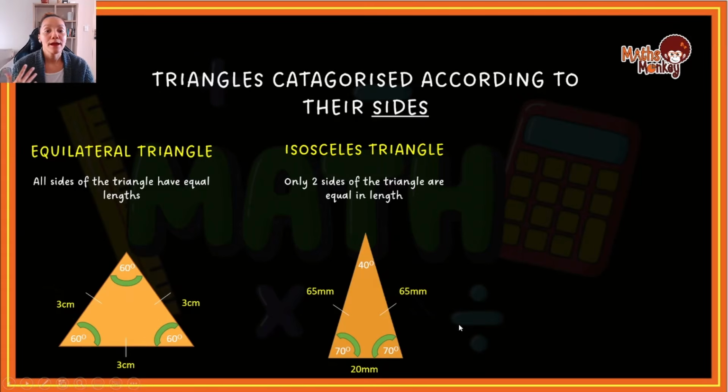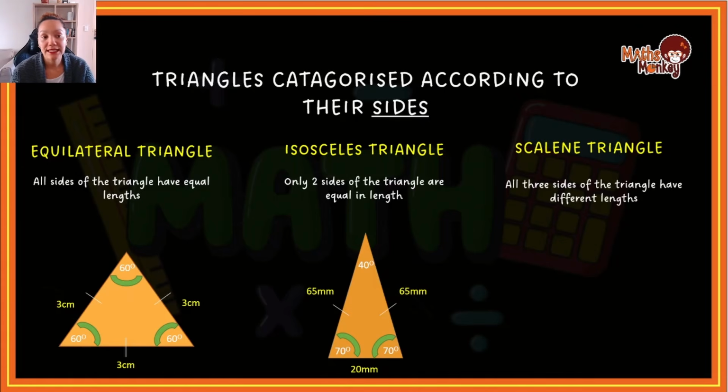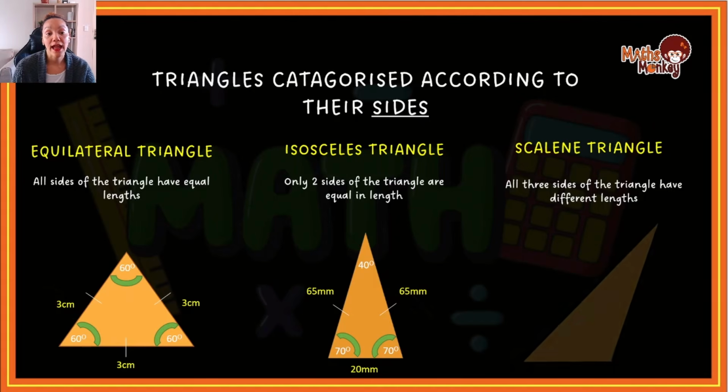Okay. Then the third one is called a scalene triangle. Obviously this one has all three sides with different lengths. So in the equilateral triangle, all three sides are the same. In isosceles, only two of the three sides are the same. And in a scalene, all three sides of the triangle have different lengths.